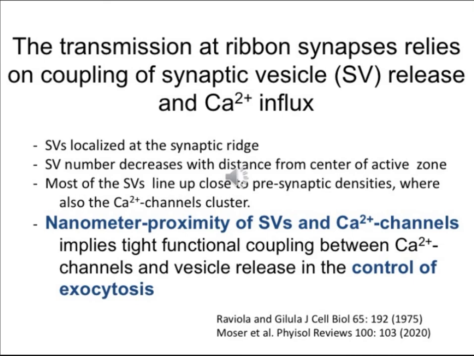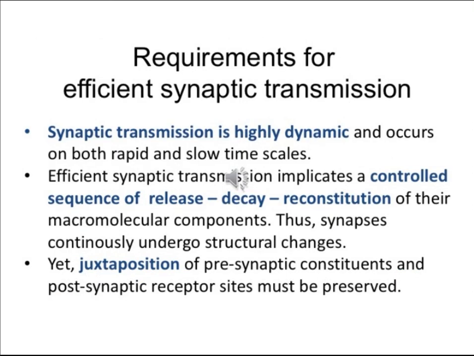The transmission at ribbon synapse relies on coupling of synaptic vesicle release and calcium influx in the control of exocytosis. The requirements for efficient synaptic transmission are high. First of all, synaptic transmission is highly dynamic and occurs at different time scales, both rapid and slow. Secondly, the efficient synaptic transmission implicates a controlled sequence of events, namely release, decay, and reconstitution of their macromolecular components.